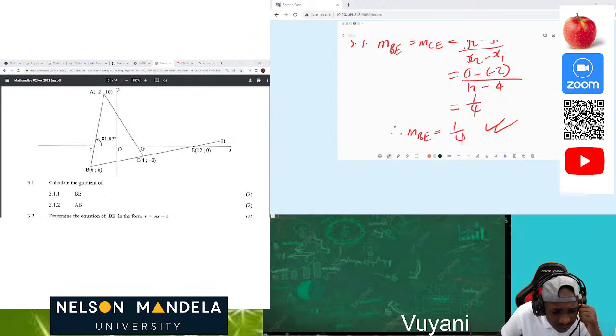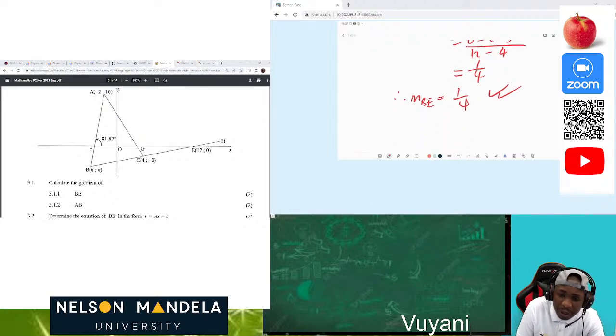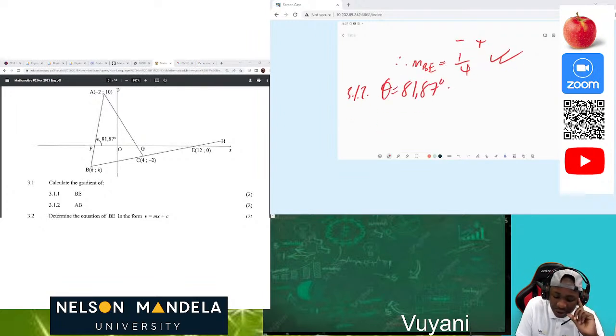Now moving forward to the next question. The next question says calculate the gradient of AB. So in line AB, what are we given? We were told in 3.1.2 that the angle of inclination of line AB is equal to 81.87, and we know that in order for us to calculate the angle of inclination, the original formula says that the gradient is equal to tan of theta.